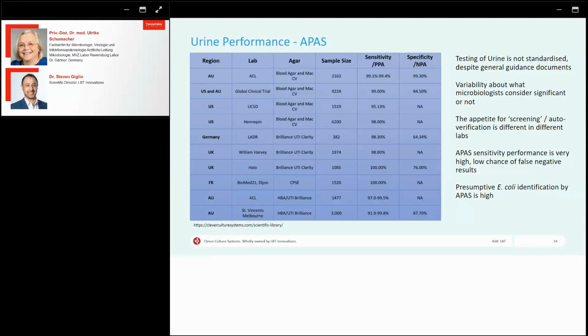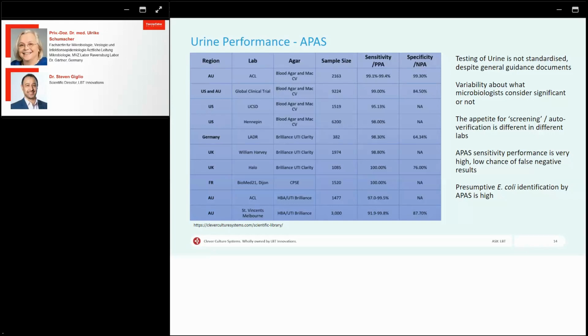We've gone through several different types of agars. You can see the sample size there is also quite large, and the sensitivities are also very, very high. So as I said earlier, the testing of urine is not standardized, so it is a difficult task. The appetite for screening and auto-verifying is different in different labs. Some labs may want to release no growth, some labs may want to release no significant growth.